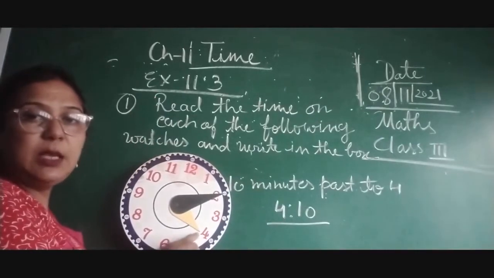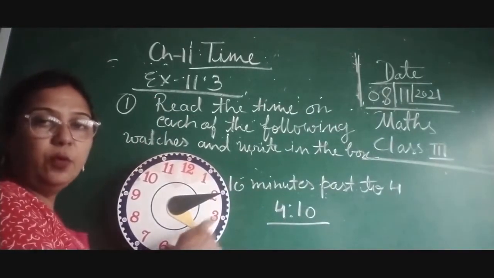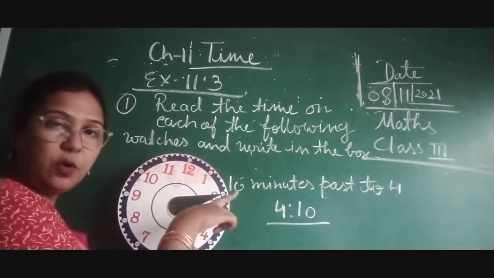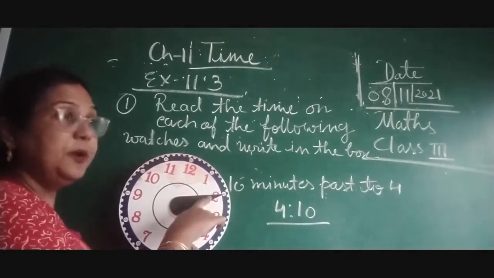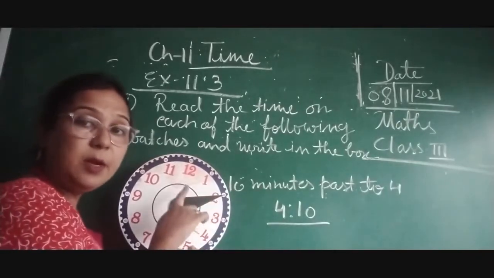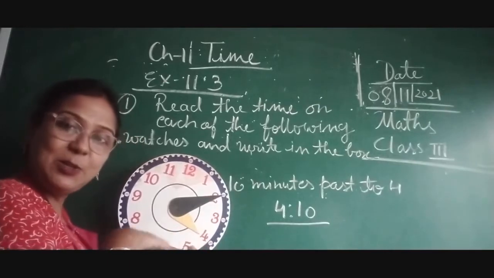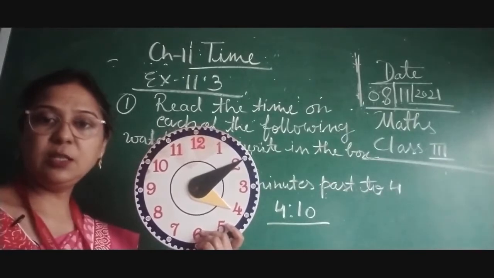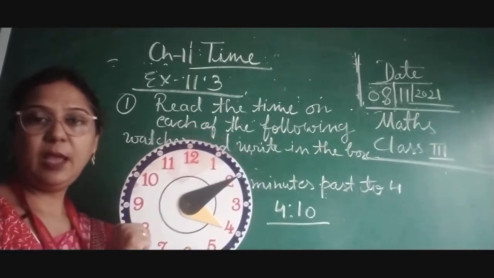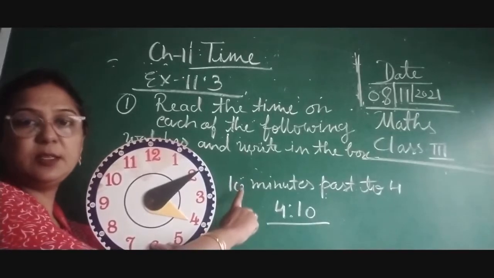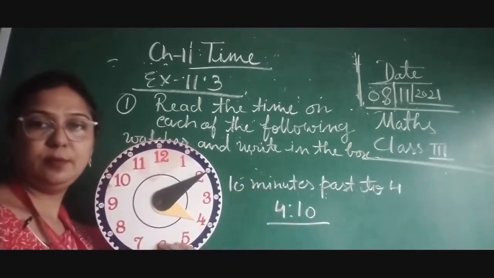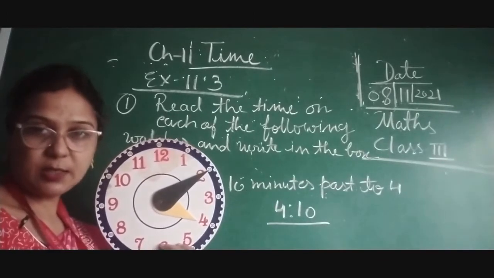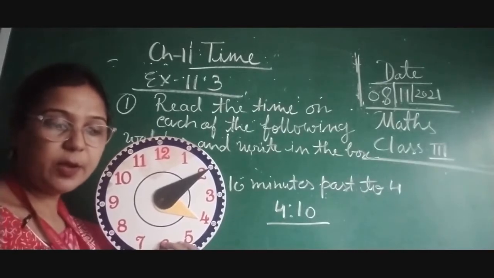Here, children, you can see your shorter hand is at 4 and your bigger hand is at 2. So this is 4 o'clock, and after 4 o'clock 10 minutes are over. So this is called 10 minutes past 4. Children, you just draw this clock and write down the answer: 10 minutes past 4. Draw this clock and write the correct answer. This is 4:10.